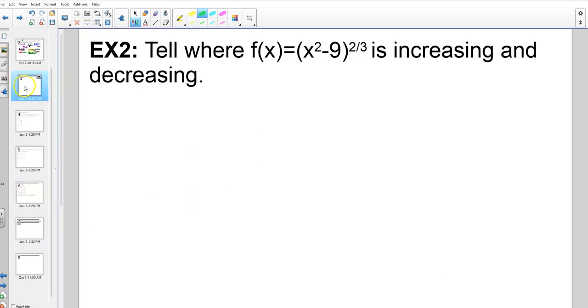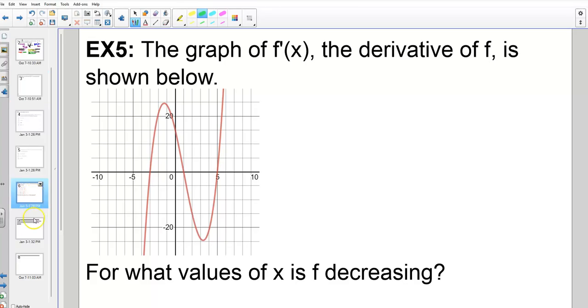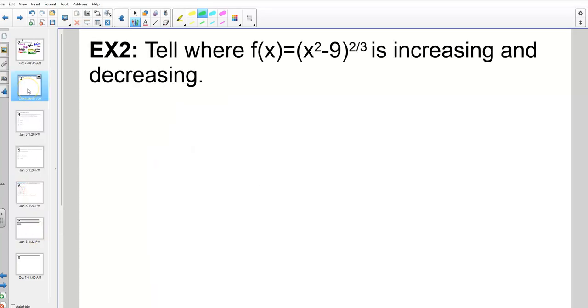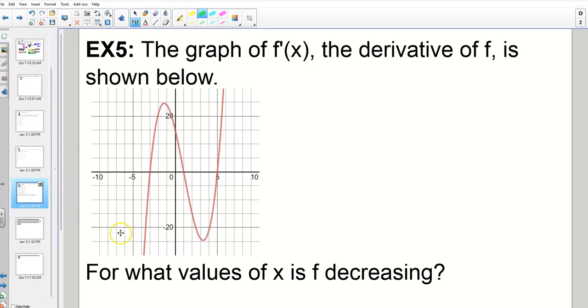Okay, I really need to get 2 and 5 in. 5's going to be quick, and so I think we can do it. Let's do 5 first. All right, so looking at 5.